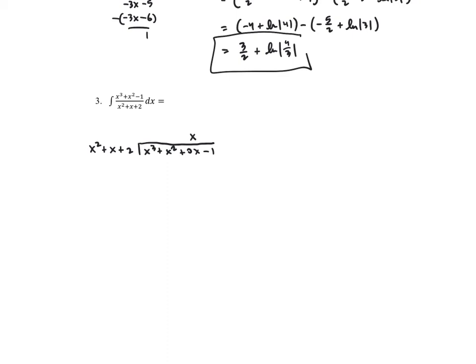X squared times x is x cubed, so I get x times x squared is x cubed. X times x is x squared. Ooh, that's going to reduce nicely. Plus 2x. Subtract all of that.